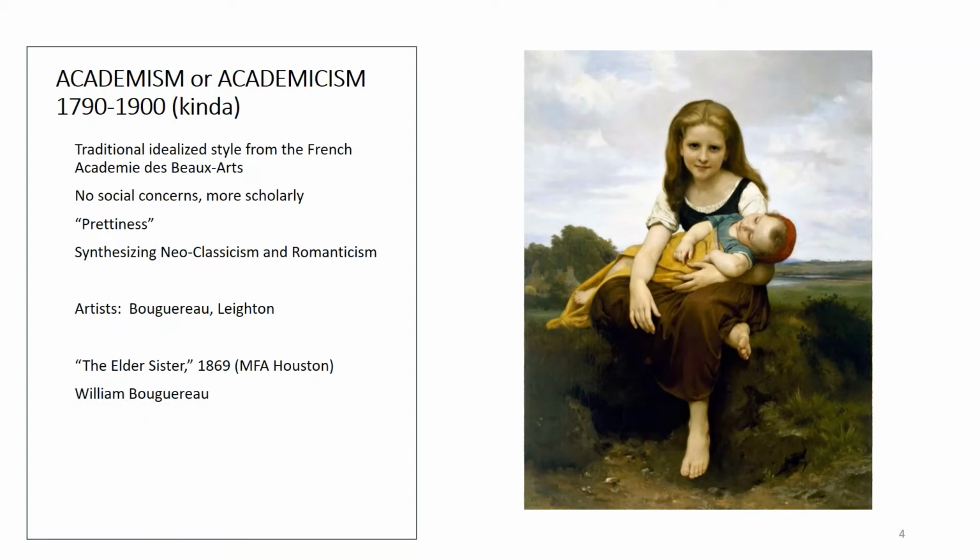Next, we move away from the Romantic into the Academy. And this literally is a style that evolves from the French Académie des Beaux-Arts, which was considered the center of the art world in the 1800s. So again, we have a long period of time from 1790 up through about 1900, because this is a much more scholarly and academic approach.